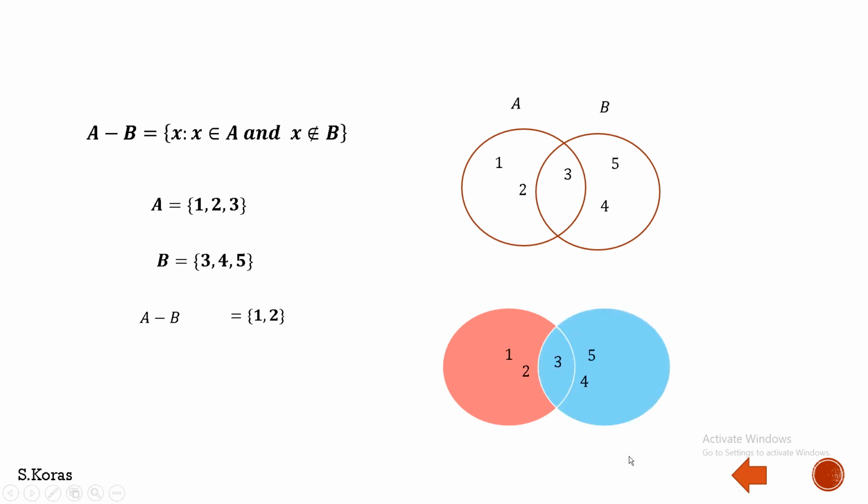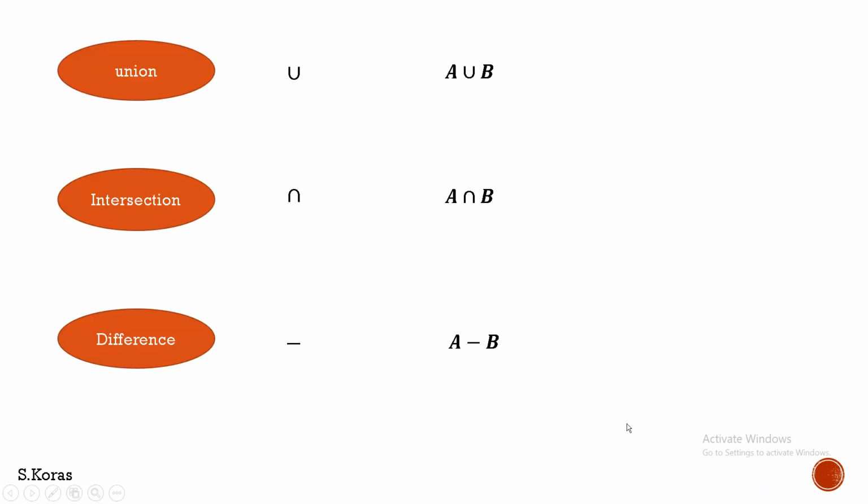So our A difference B is 1, 2. As I told you, A difference B can be said as only A, right? So you have understood what is union, what you mean by intersection, and what you mean by difference.